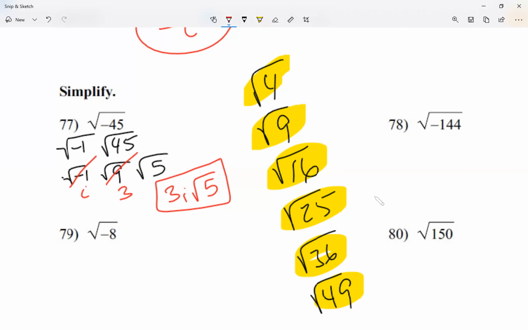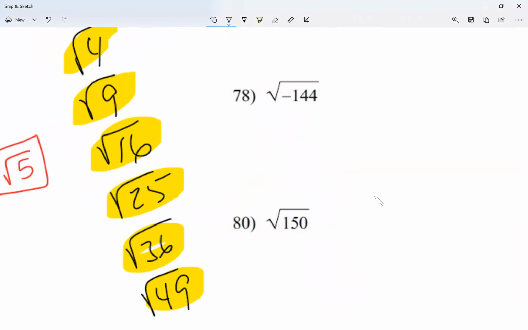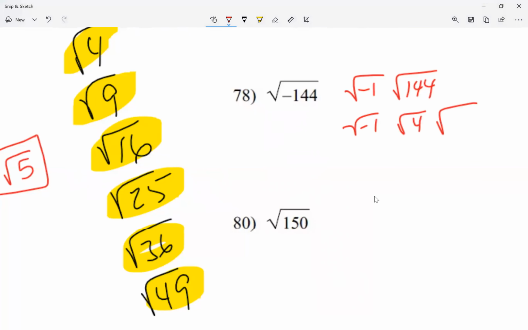All right, let's take a look at question number 78. Let me break this to begin with as the square root of negative 1 times the square root of 144. I know the square root of negative 1 is i, so that's going to be cool. Now, some of you are like, can I break this as 4 times 36? Yeah, because 4 is a perfect square, but 36 is also a perfect square. So I know this is going to be i.